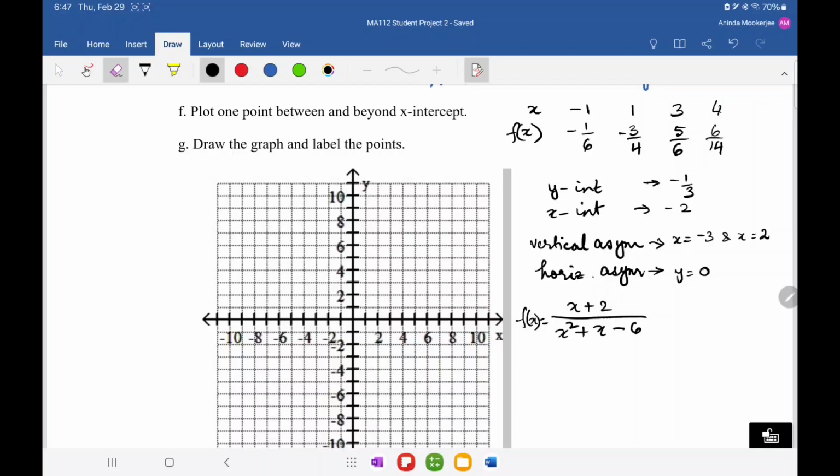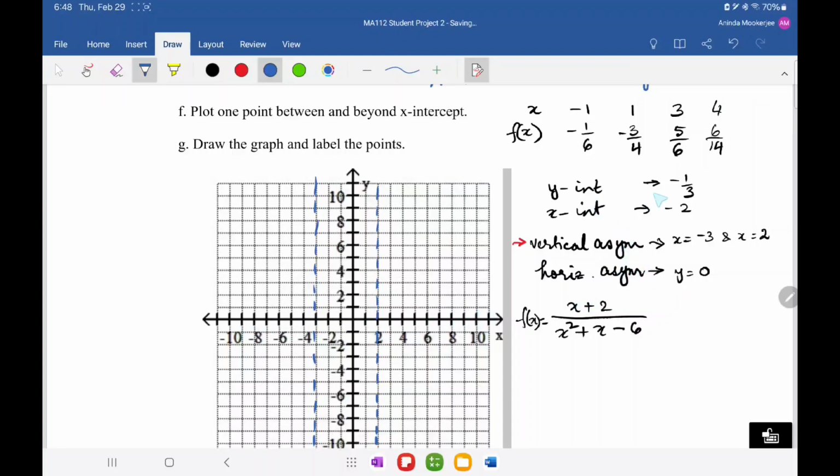So let's plot the different points we found so far. We have the y-intercept as -1/3. Well, I think it's better to start with the vertical asymptote. So I'm going to plot the vertical asymptote first, and then we'll go into the y-intercept and the x-intercept. So x equals -3 is one of the vertical asymptotes. Always start with the vertical asymptote. So one is at -3. There's a second one at x equals 2, which is right here, and the vertical asymptote must be drawn as a dashed line. All right. And then the horizontal asymptote is going to be the x-axis.